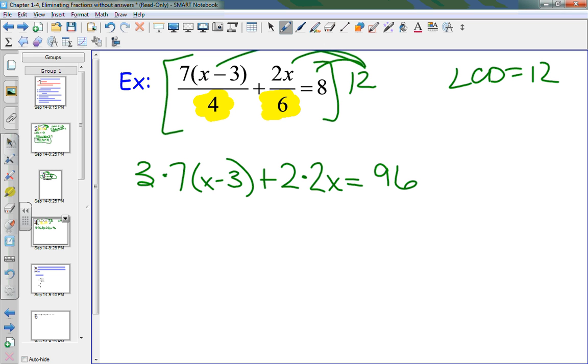Why am I not done? There's still parentheses. So we're going to take this step by step. What is 3 times 7? 21, and then keep those parentheses. What is 2 times 2? That is 4, is equal to 96.